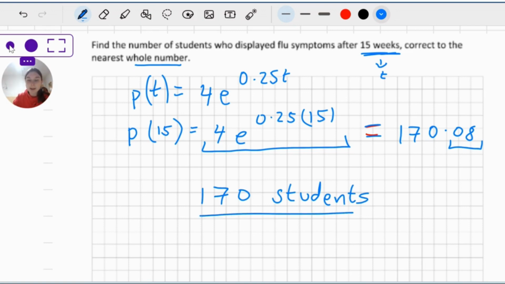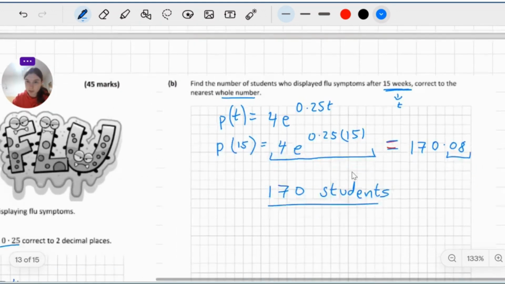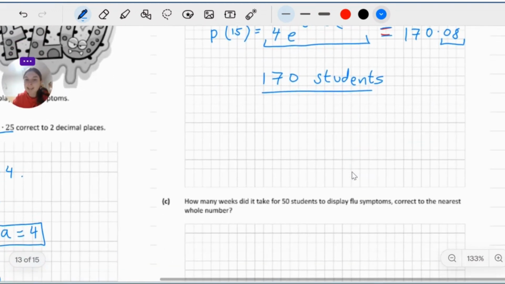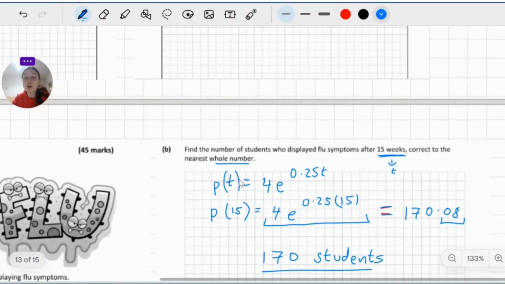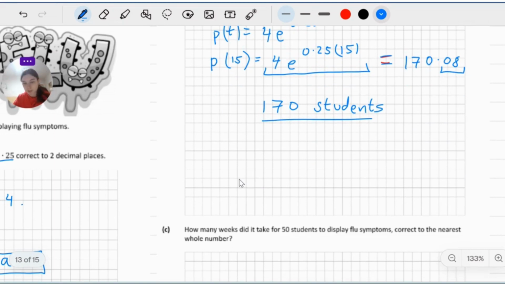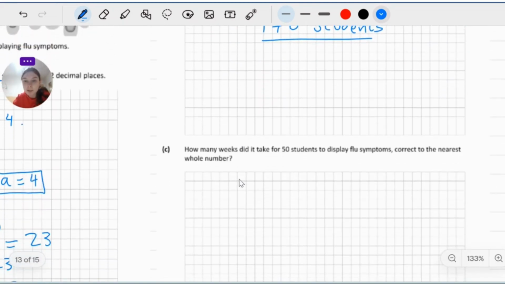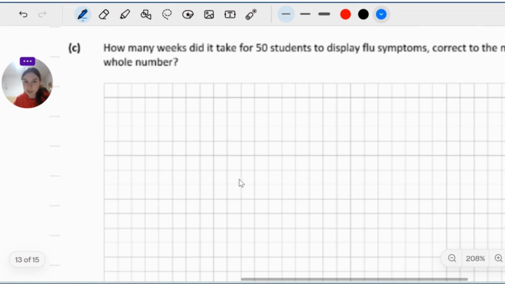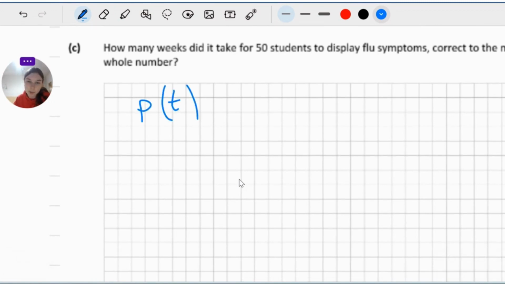All right. Part C is very, very similar. But it says how many weeks did it take for 50 students? Okay, up here it said find the number of students in 15 weeks, but here it's saying find the number of weeks for 50 students. So we're looking for time, not the number of students. So P of T, we don't know what T is, equals 4 E to the 0.25 T. That should all be equal to 50 because this whole formula is to figure out the number of students.